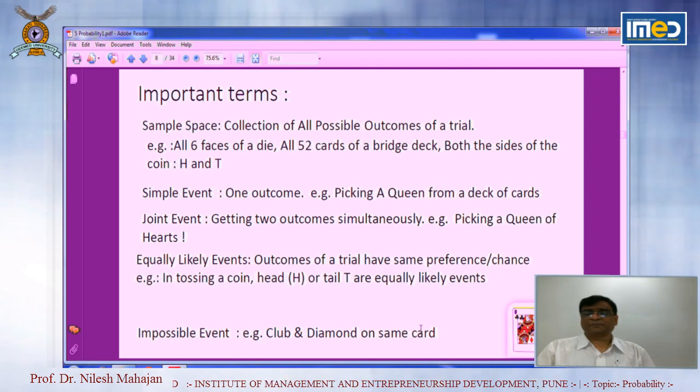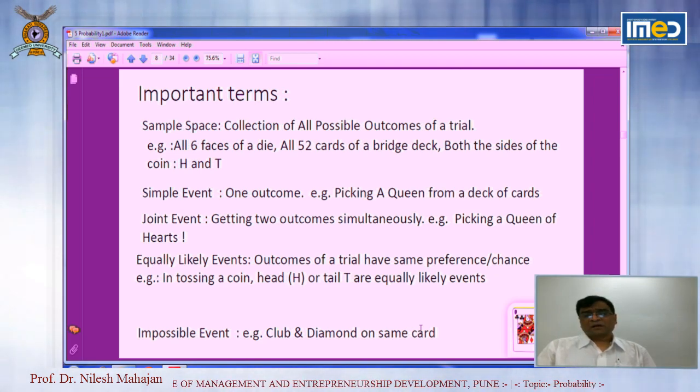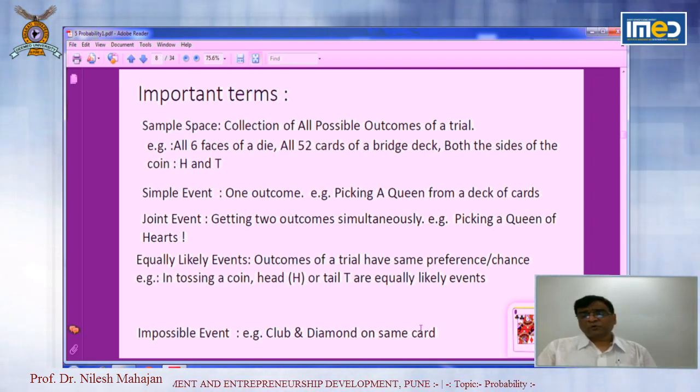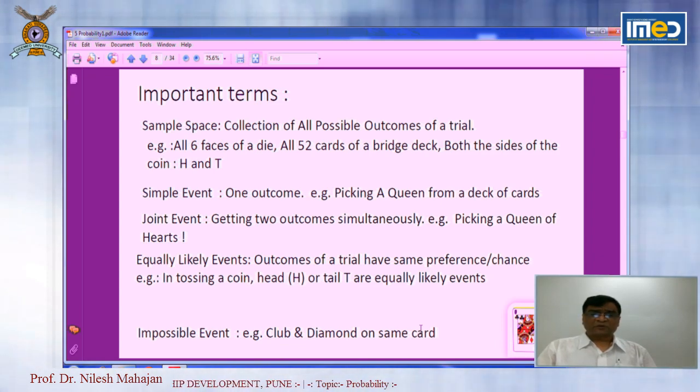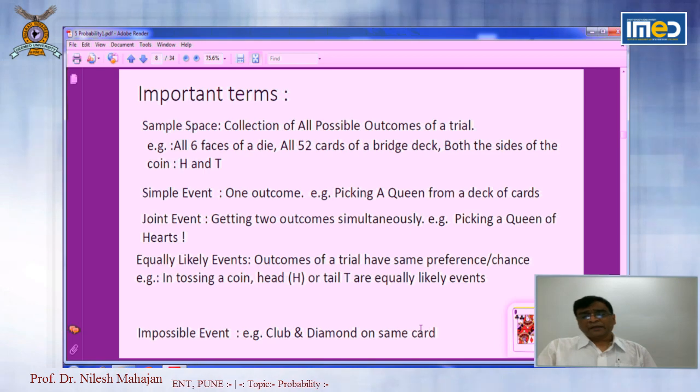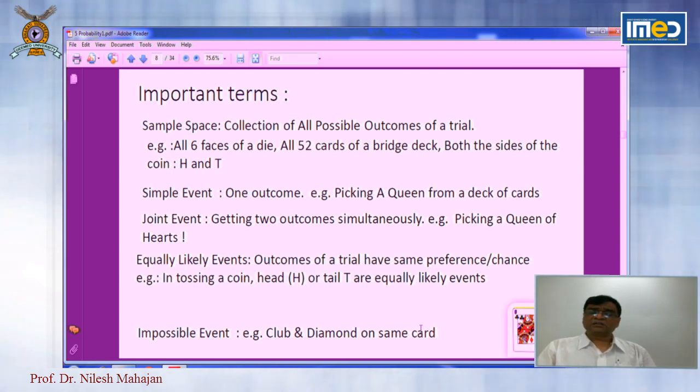I am giving you one example. Suppose I throw two coins. So what is the sample space for two coins? You first identify in one coin H and T, and in the second coin H and T. So what are the possible combinations here? HH, HT, TH and TT. It means 4 types of combinations are possible. This combination is the sample space.